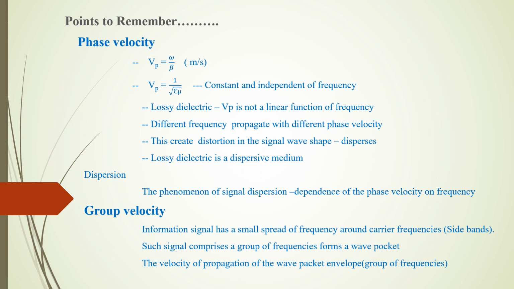The lossy dielectric is a dispersive medium. Here, dispersion is the phenomenon where the signal dispersion depends on the phase velocity and frequency. For group velocity, the information signal has a small spread of frequencies around the carrier frequency, which are its sidebands. Such a signal comprises a group of frequencies forming the wave packet. The velocity of propagation of the wave packet envelope is called the group velocity.